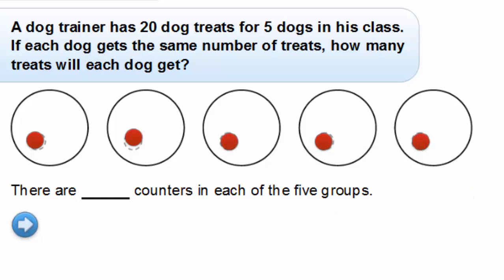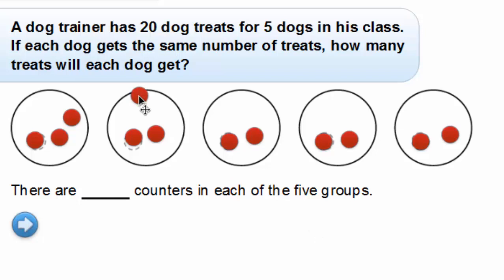Now remember, one dog doesn't want to get more or less than the other dogs, so we have to make sure that we keep them equal. Make sure that every dog gets the same number of treats. So there I did 10. I'm only halfway there.